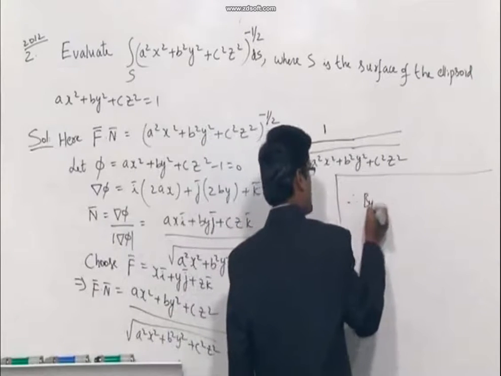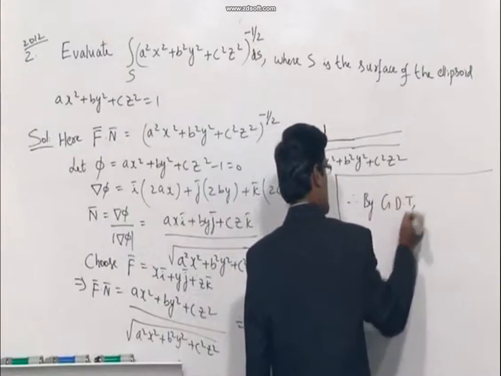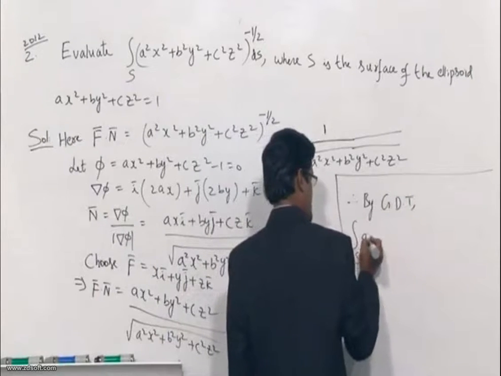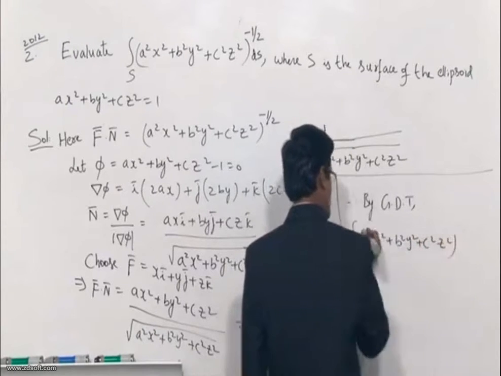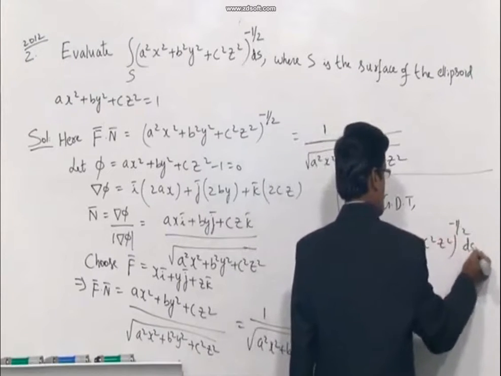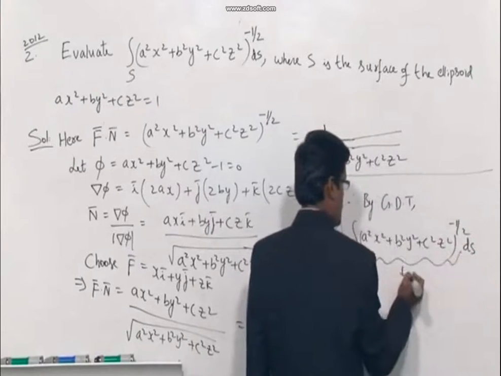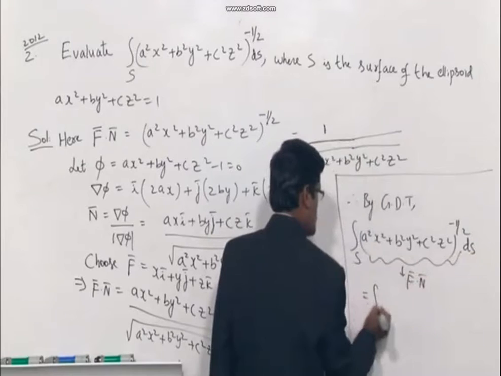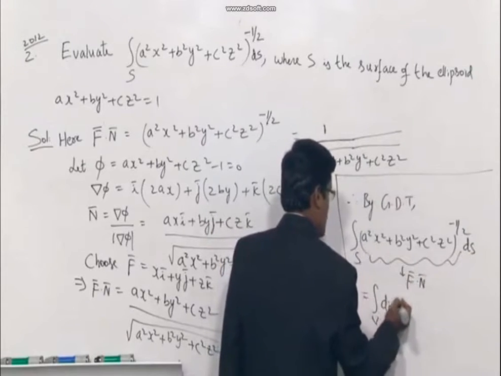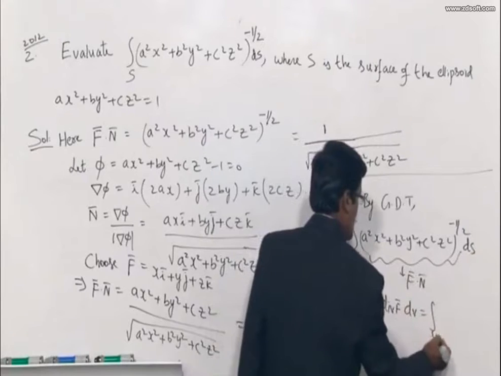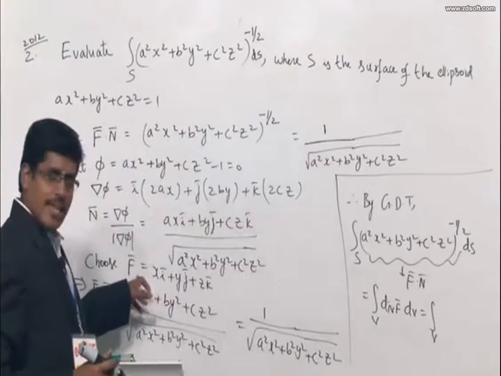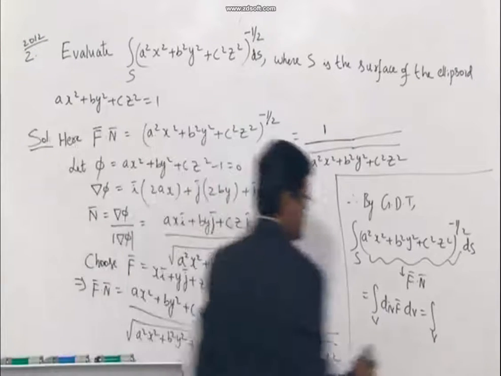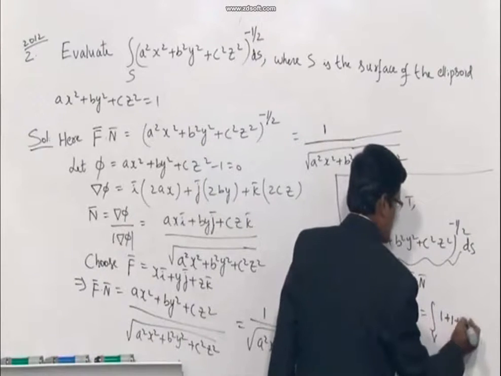Therefore, by the Gauss divergence theorem, the integral over S of (a square x square plus b square y square plus c square z square) whole to the power minus 1 by 2 ds, this entire quantity being f bar dot n bar, is equal to the integral over V of div f bar dv. What is div f bar? For this selected f bar, what is the divergence? It is nothing but 1 plus 1 plus 1, in the form of div r bar. You can compare like that also, dv.